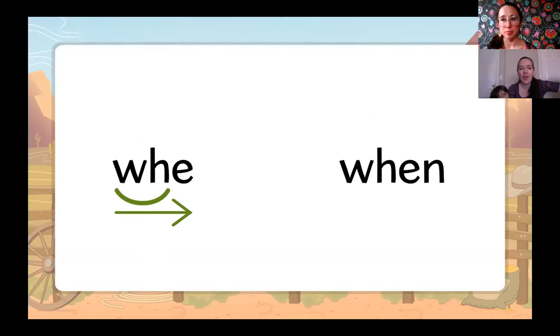All right, so we have the slide that we practiced, and we're going to build on with that N to build a word. So we're going to arc that digraph and draw an X under the vowel. We're going to say the slide together says whe, and the word is when.